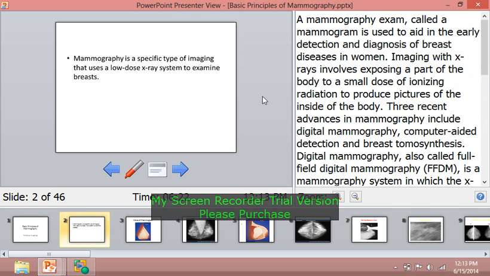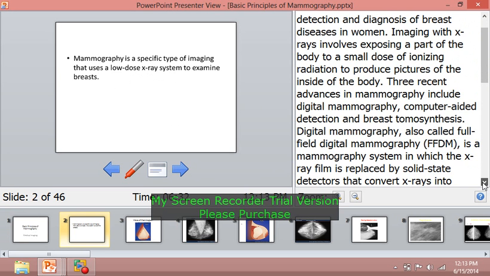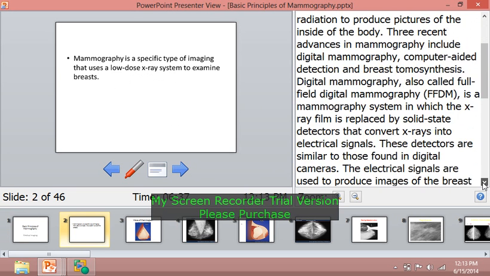So mammography is a special type of imaging that uses low dose X-ray systems to examine the breast. And here we use a low dose of ionizing radiation, that is X-rays. So these include 3 types, that is digital mammography, computer aided detection, and breast tomosynthesis.